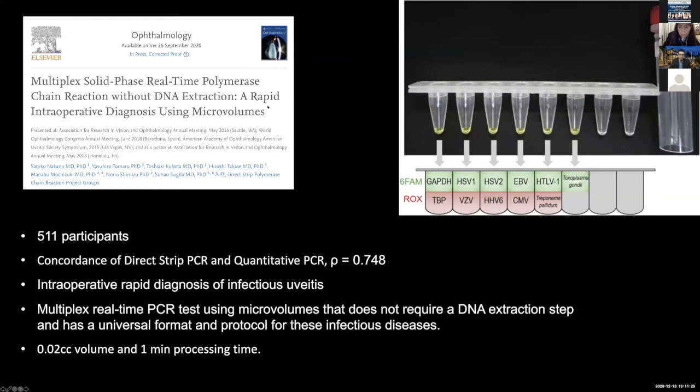And interestingly, in Japan, they have been using this quite widely for the last few years. And reducing the cost and the time, I think, is going to be an incremental step forward. And they found that it had a very strong correlation with traditional quantitative PCR.